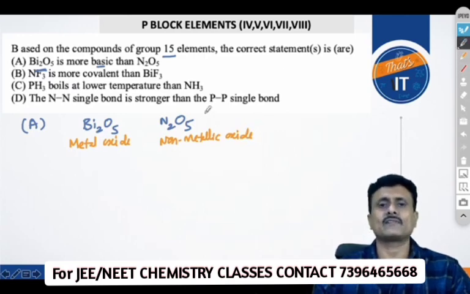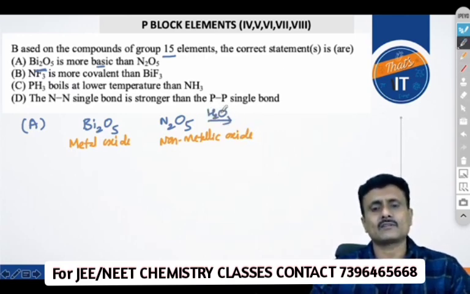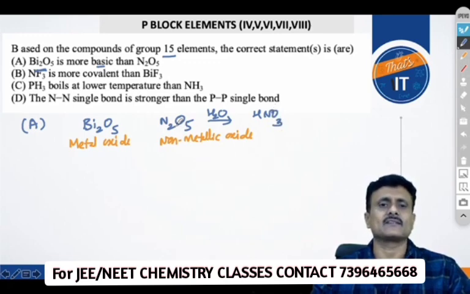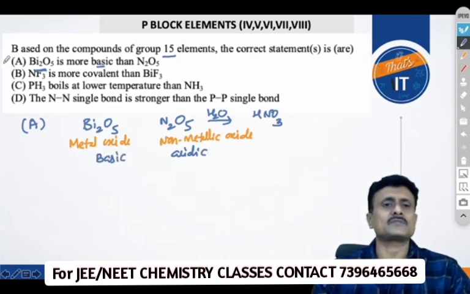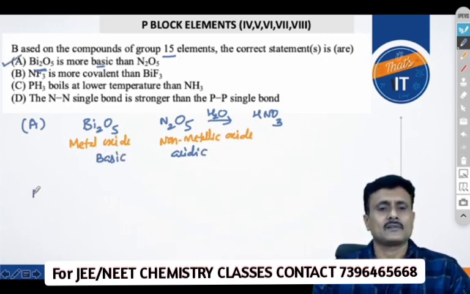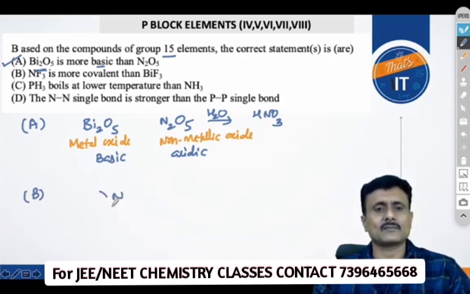You know, N2O5 dissolved in water gives rise to a very strong acid, that is HNO3. Therefore this is acidic, isn't it? So this is by nature what? Acidic, and this is basic. So option A is correct. Now check out option B. NF3 is more covalent. You see, whenever you are making the comparison, you should see the uncommon part, isn't it?